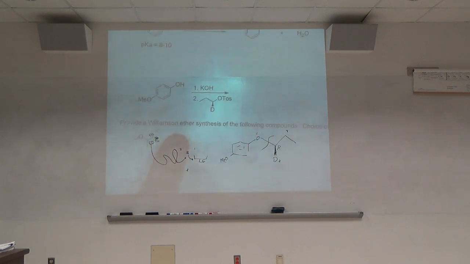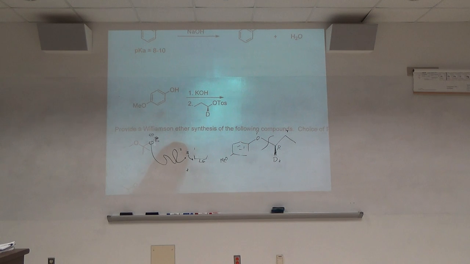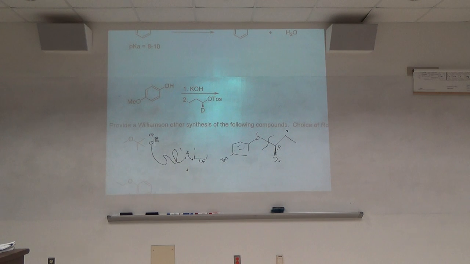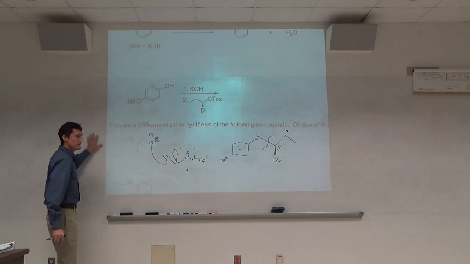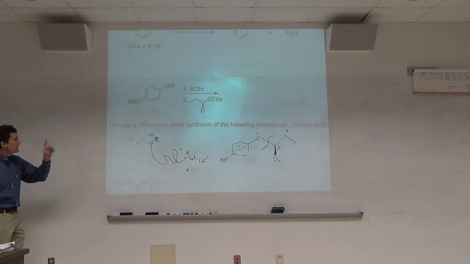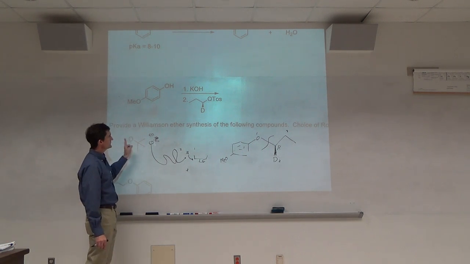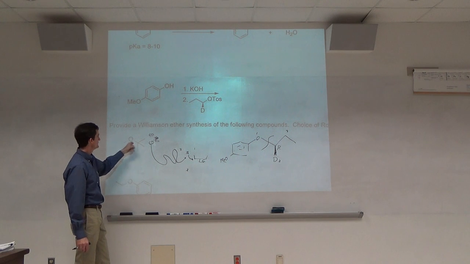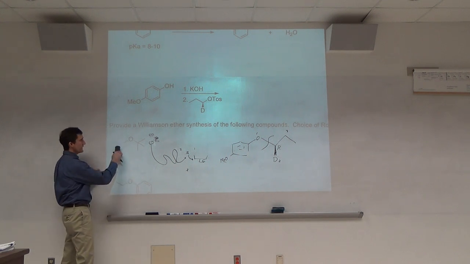This class will introduce and use multi-step synthesis. Here's our first look at it. Given a product, can you show a reaction that would give that? And eventually we'll do multiple reactions. Provide a Williamson ether synthesis of the following compound. By the way, that's methyl tert-butyl ether.